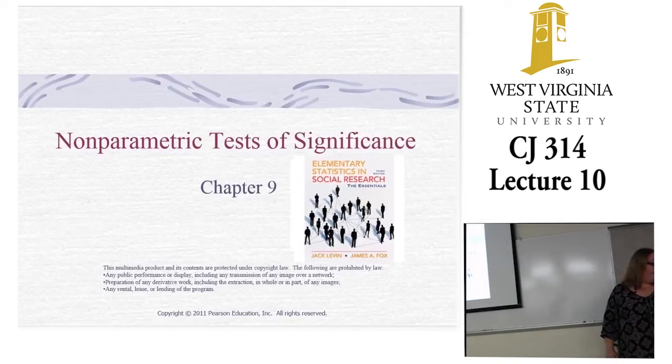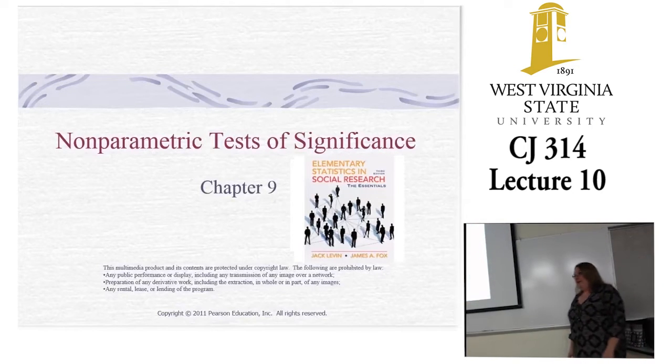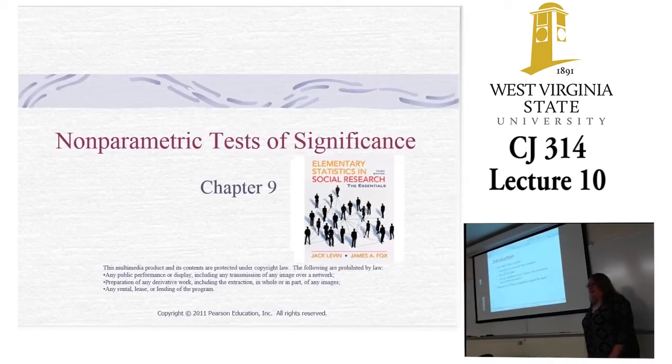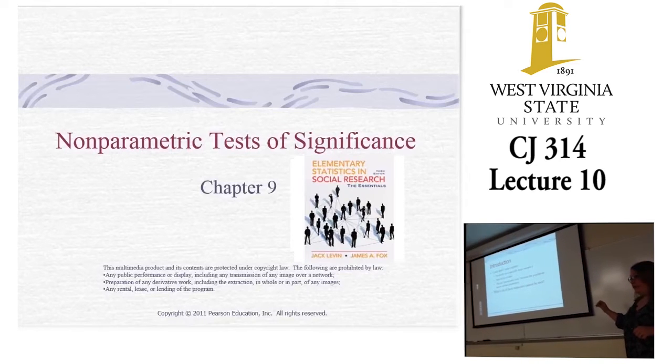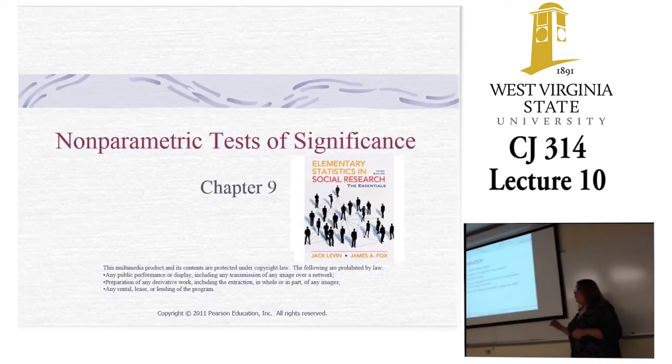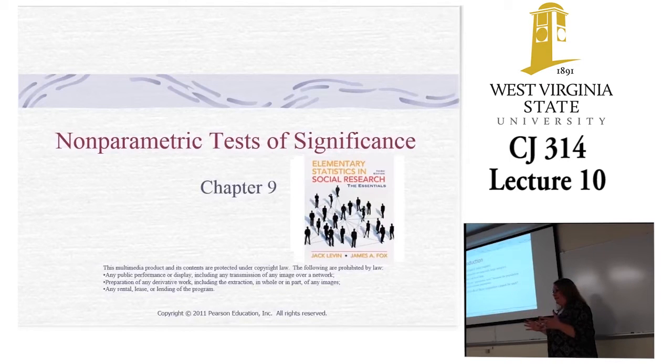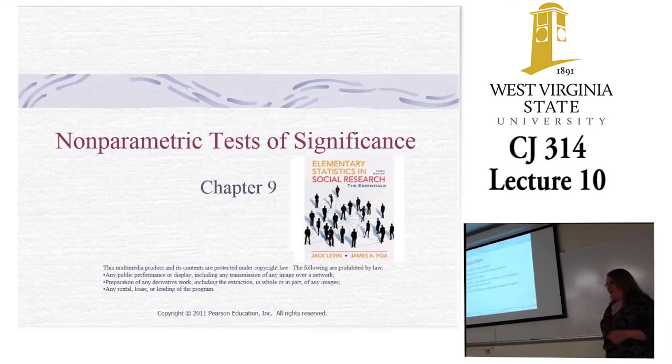Tonight, nonparametric tests of significance. What we've done thus far with T and with F, those were what we call parametric tests. They meet specific parameters. We require normality, meaning a large sample. We have to have interval level data. That doesn't always happen. Sometimes we have small samples. Sometimes we have ordinal or nominal levels of data. So we can't run T and F. We run what we call non-parametric tests because they don't stick to those parameters.